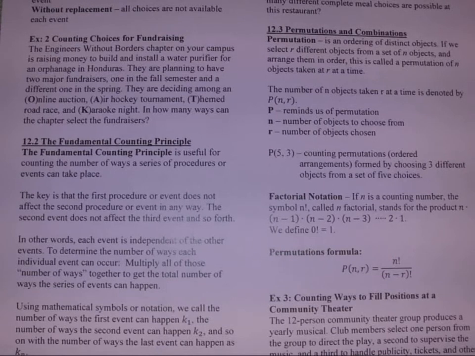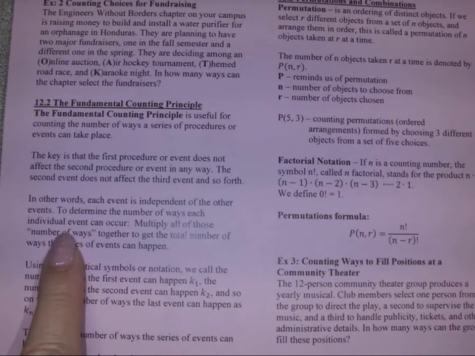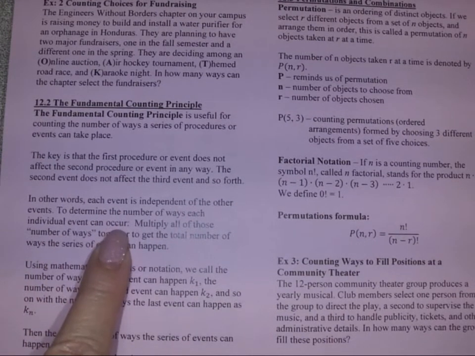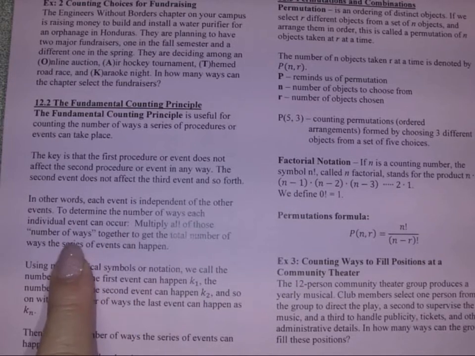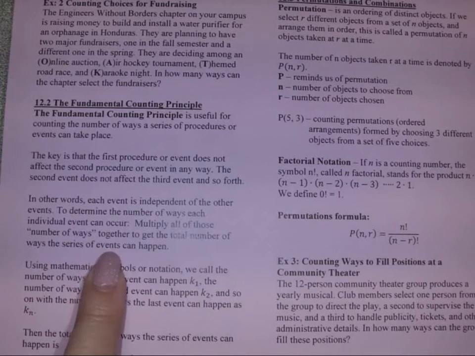So we're talking about the fundamental counting principle, and it is useful for counting the number of ways a series of procedures or events can take place. The key is that the first procedure or event does not affect the second procedure or event in any way. The second event does not affect the third event, and so forth. In other words, each event is independent of the other events. To determine the number of ways each individual event can occur, we're going to multiply all those number of ways together to get the total number of ways the series of events can happen.